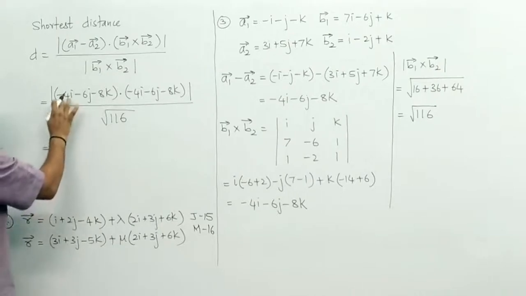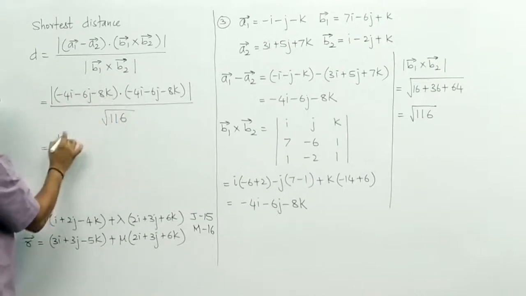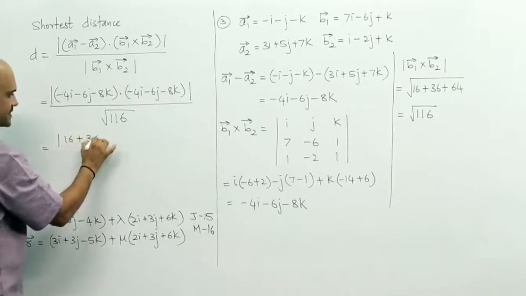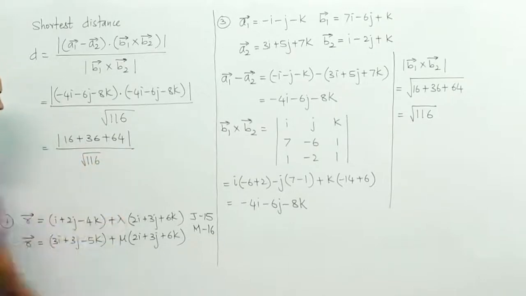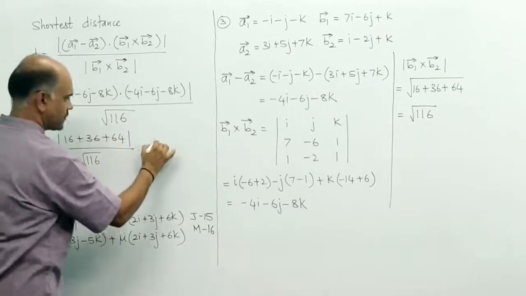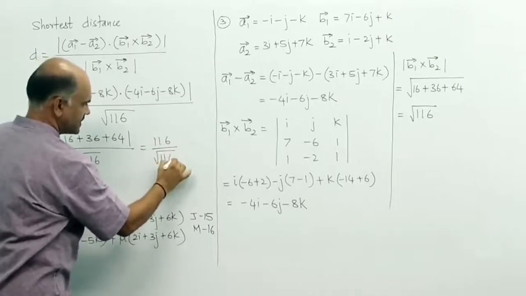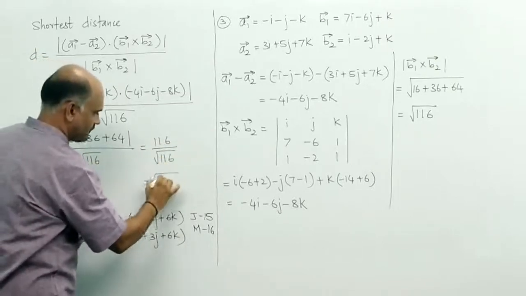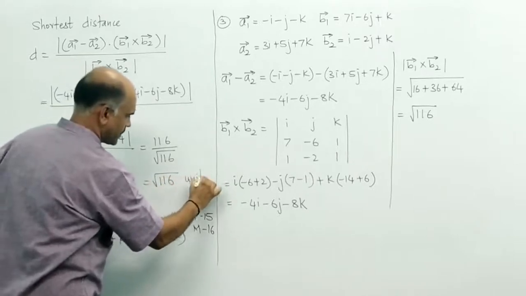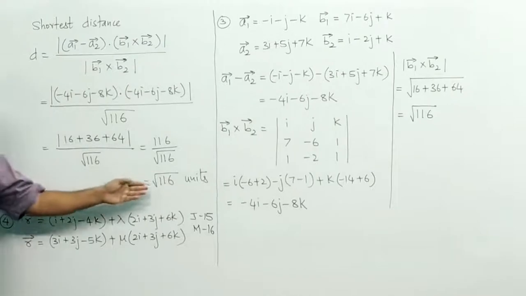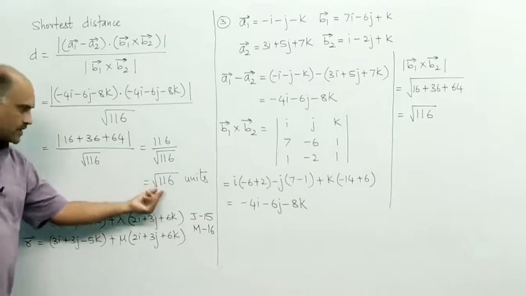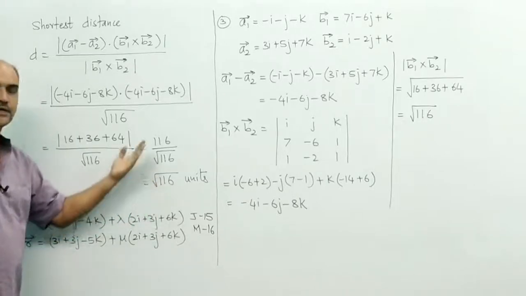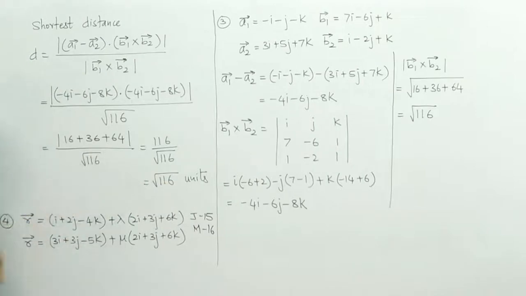So in the numerator if I take the dot product, mod of minus 4 into minus 4 plus 16 plus 36 plus 64, divided by root 116. So if you add this, you will get 116 divided by root 116. So if you cancel, you will have root 116 units. If you want, again you can simplify this. You can take a common factor and remove it out, and you will have the simplified answer. So root 116 units. This is the shortest distance.